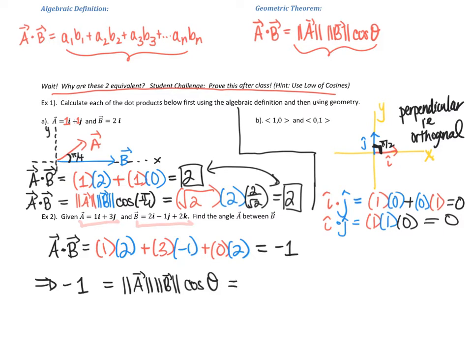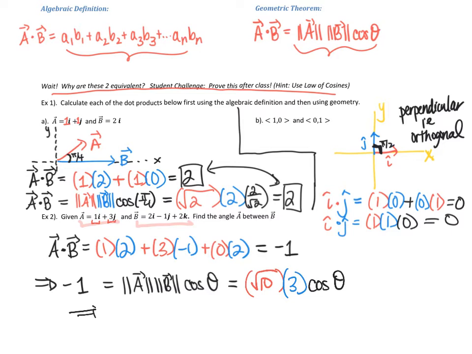Magnitude of A in this case is just going to be square root of 10, because I'm squaring the components, so I'm doing 1 squared plus 3 squared, which is giving me 10, and then I'm taking the square root. And then magnitude of B is going to be 2 squared plus negative 1 squared plus 2 squared, and then I take the square root of that, and I should get back to 3. And then times cosine theta, which is what I don't know.